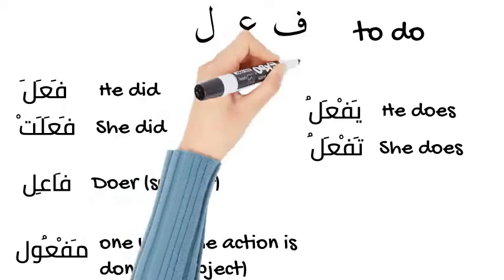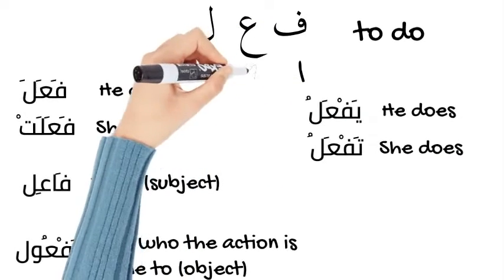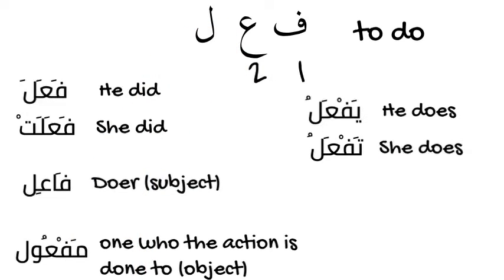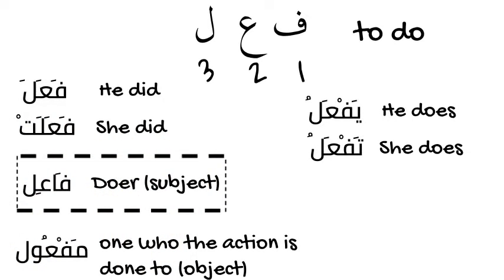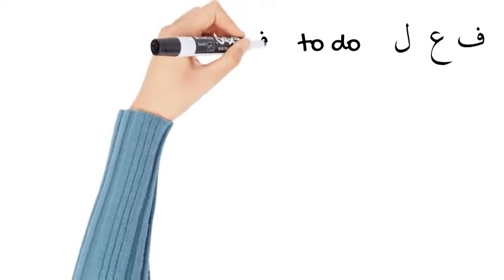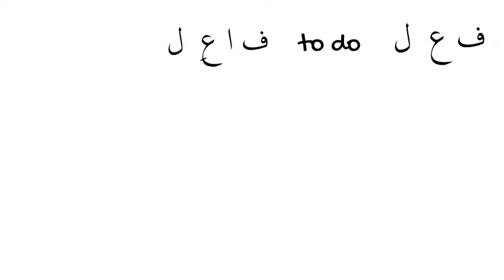What that means is that fa represents the first letter of a three-lettered word root, ain represents the second letter, and lam represents the third letter. Let's take fa'il, or doer or subject, as an example to understand how this works. Fa'ala means to do. If we add an alif after the first letter and we add a kasra to the second letter, this becomes fa'il. And fa'il is the doer, someone who does the verb, does the action.